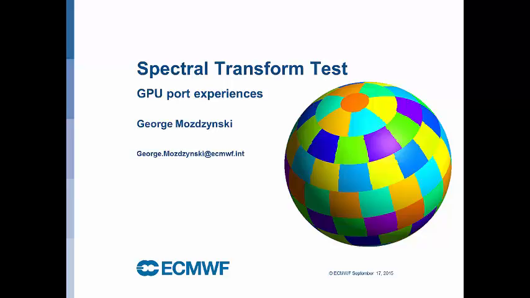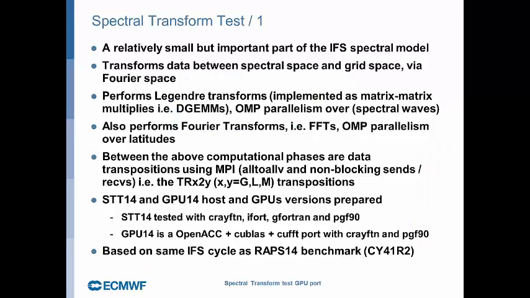So what is this test? Well, I would describe it as a relatively small but important part of the IFS spectral model. Small, probably the total number of lines is between 20 and 30,000 lines, but what is ported is a very small fraction of that, because most of the initialization code, for instance, runs on the host with no reason to port it. It transforms data between spectral space and grid space via Fourier space, and I'll show you a schematic showing that.